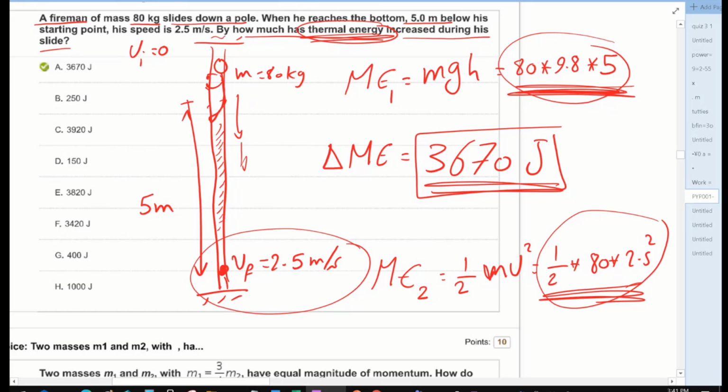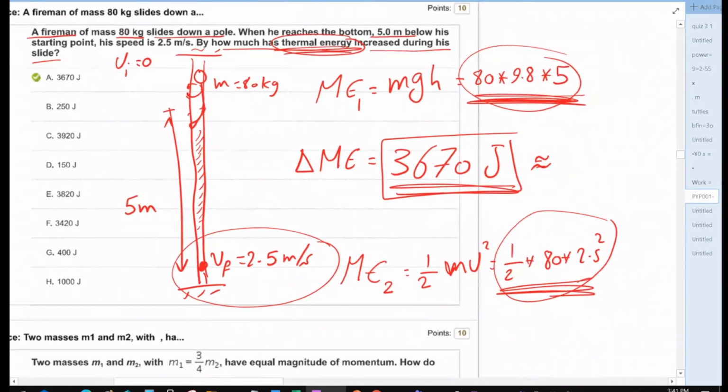What if he said, find the average friction? Find the average friction during the slide. This loss is energy. Okay. And it's equivalent to the work done by friction. This energy is equivalent to what? The work done by the friction. So I can say this is equal to the friction force times the distance of movement, because this is the work done by friction. So the distance here is 5 meters.